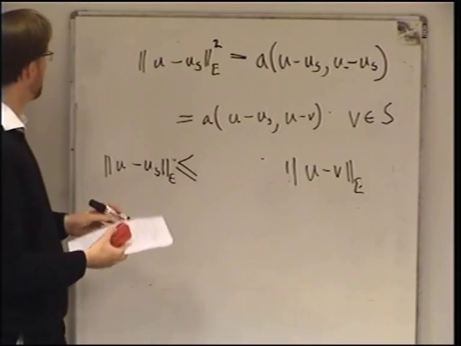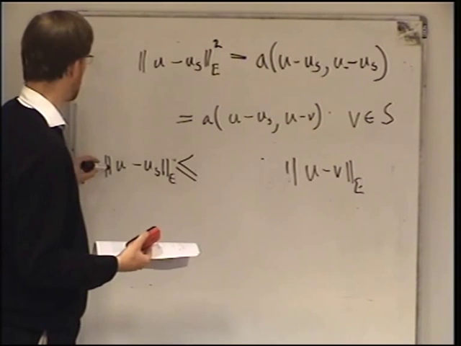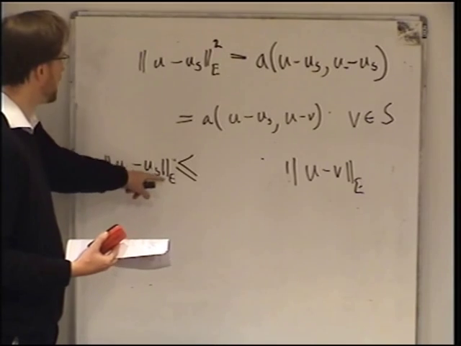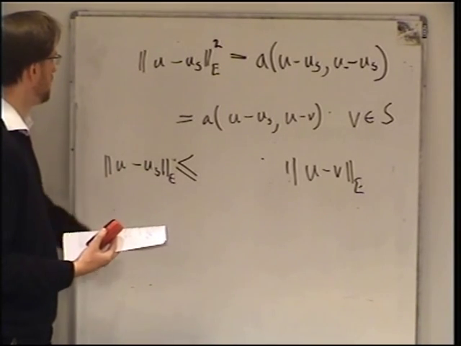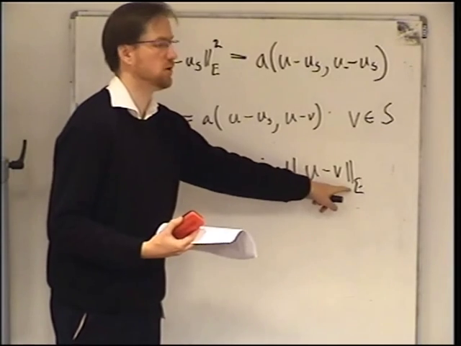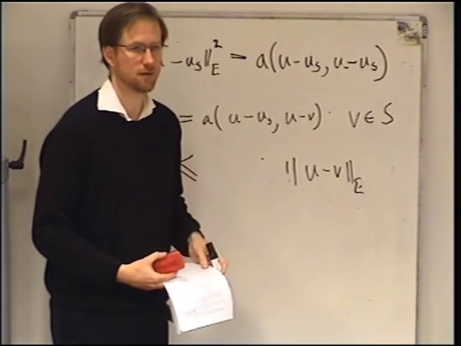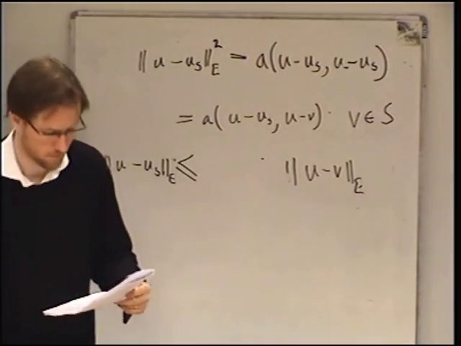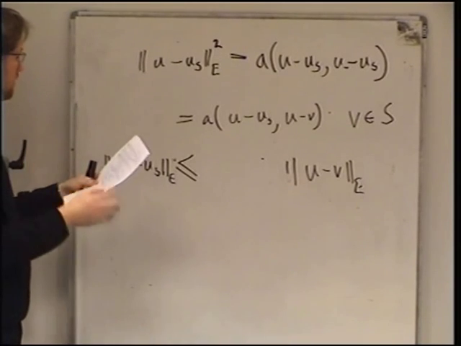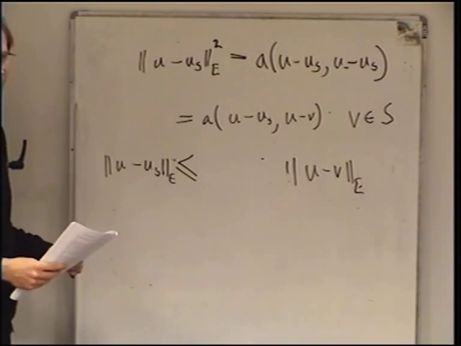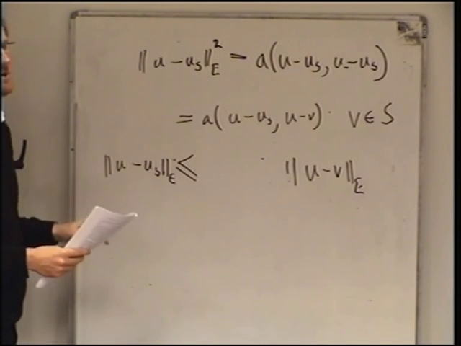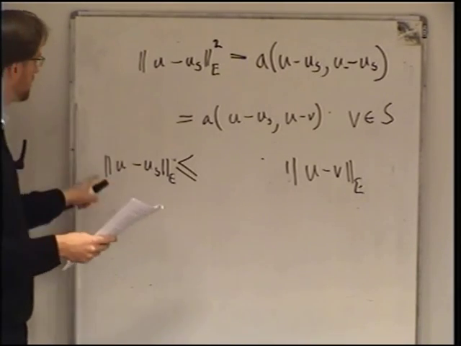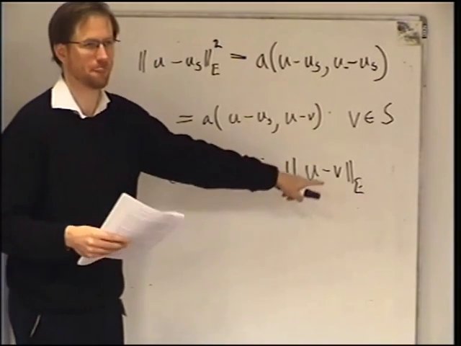So now what we see is that the norm of the error is less than the norm of the difference between u and v for any v in my discrete space. So in particular, if it's true for any v in that space, it's true if I take an infimum. So this is less than the smallest such error.